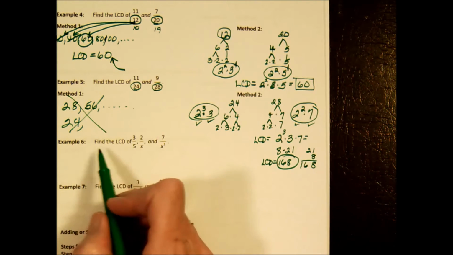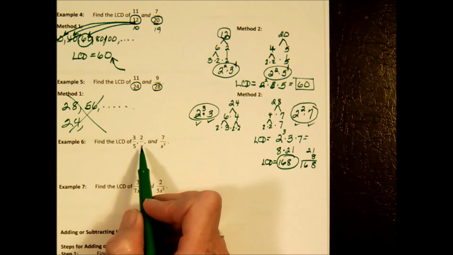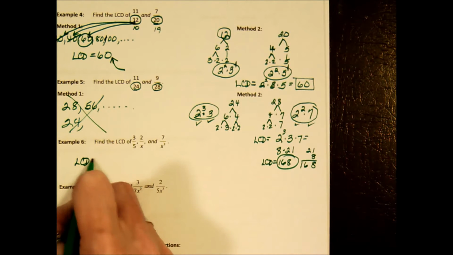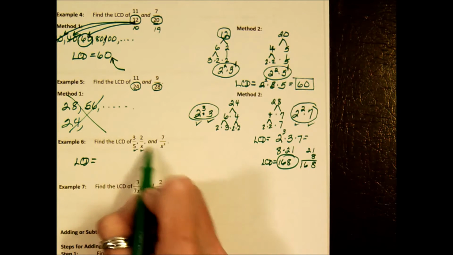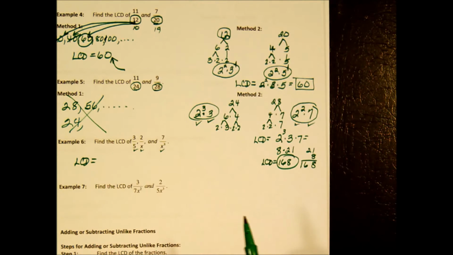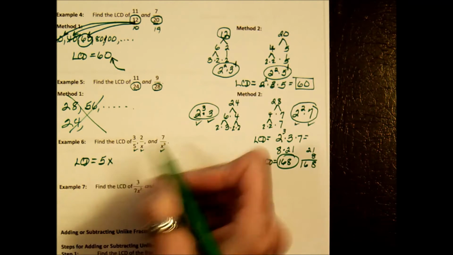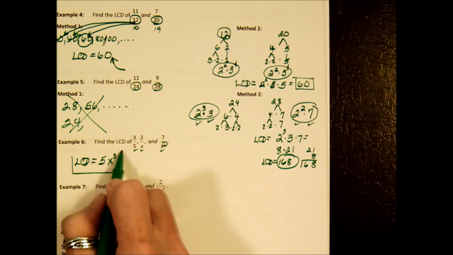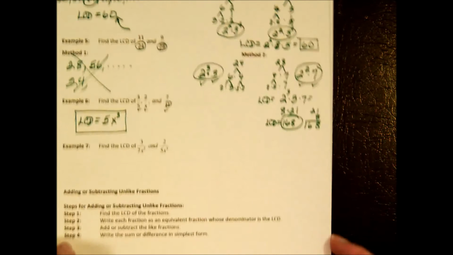Example 6 says find the LCD of these 3 fractions, and they have variables, which actually makes it easier. The LCD here, I don't need to go method 1, method 2. All I know is that each denominator must be represented to the highest power shown. So I need a 5 and I need an x, but the highest power of x is a 3. So my LCD is 5x cubed. All right, let's look at the next one.